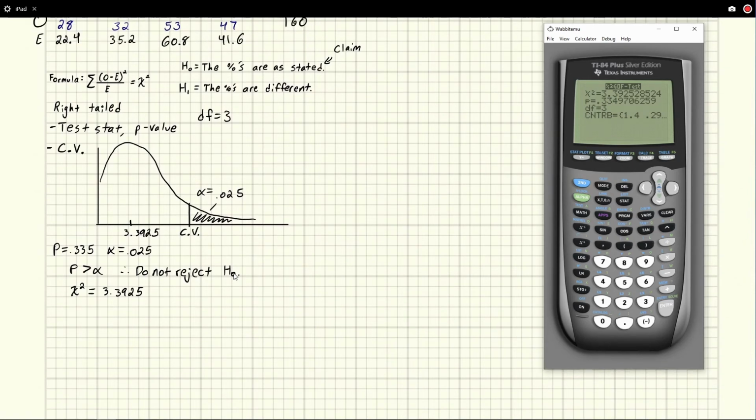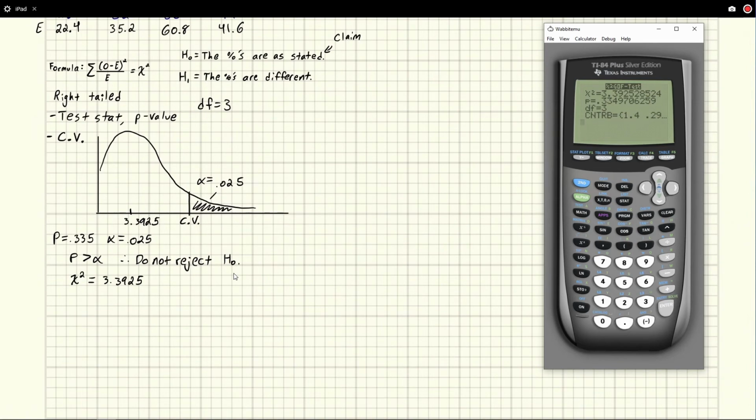Well, the null hypothesis was our claim. And so since the null hypothesis was our claim, we would say there is evidence to support the claim.